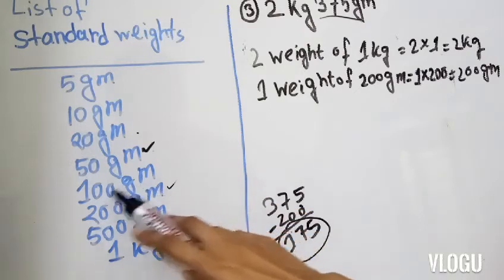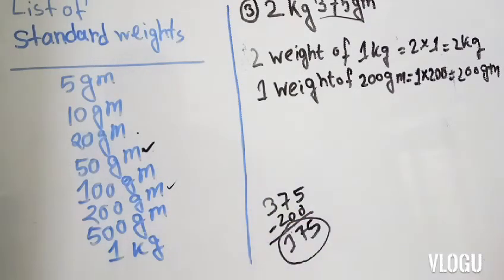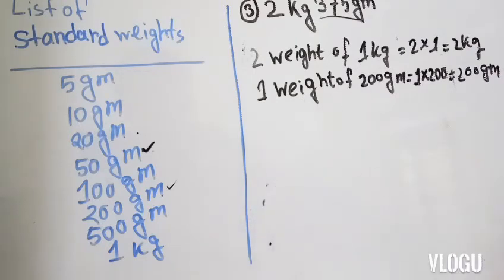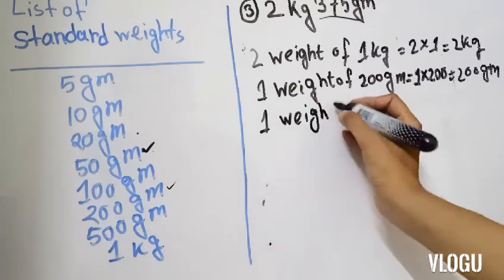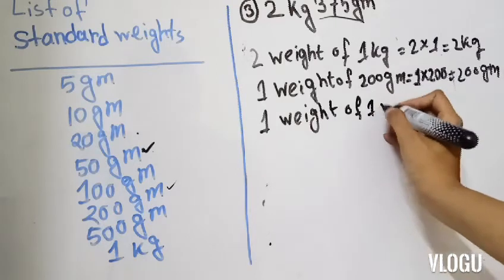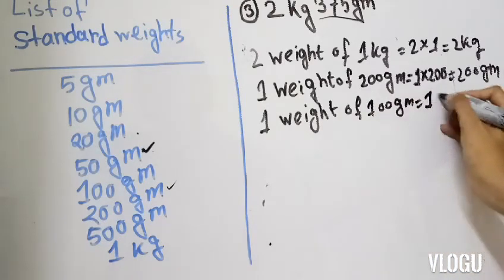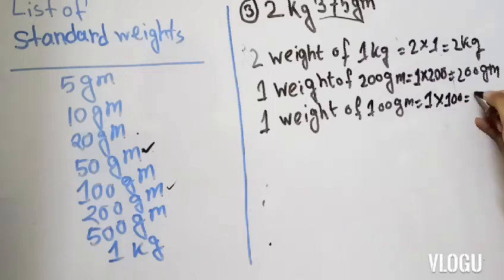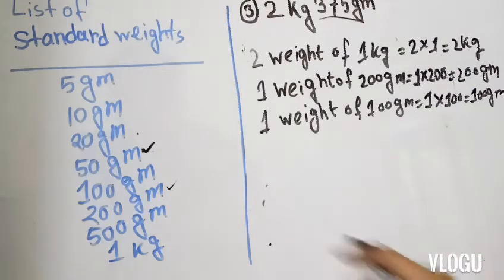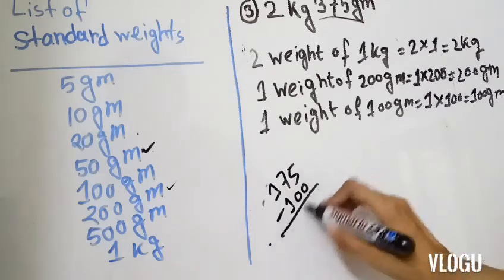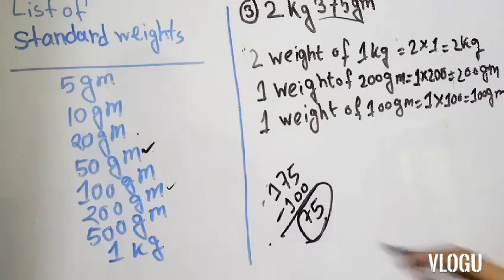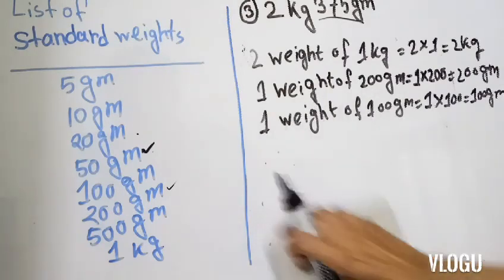So for that 175 gram, I am taking 100 gram. 1 weight of 100 grams. So 1 multiplied by 100 is equal to 100 gram. So left is 175 minus 100. Left is 75 gram.